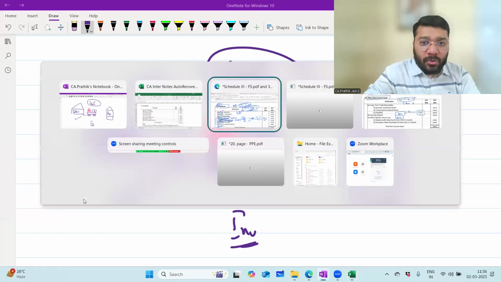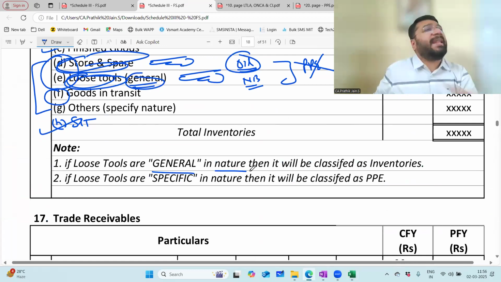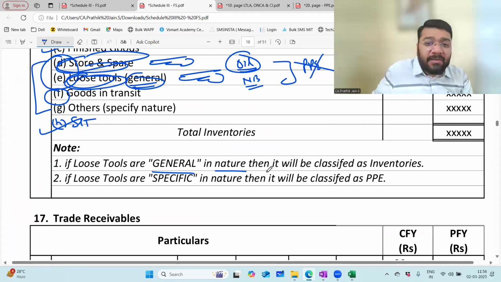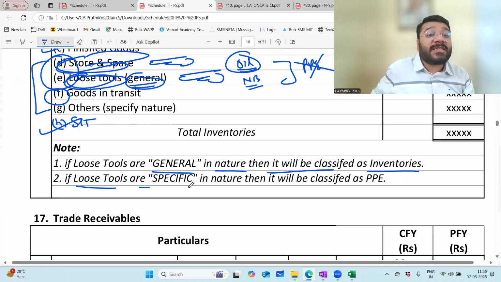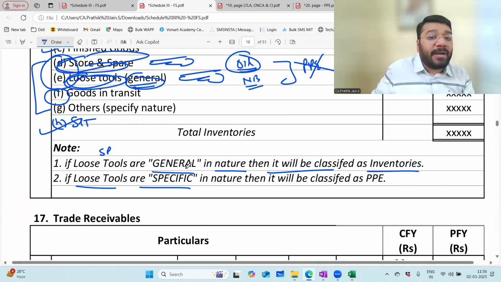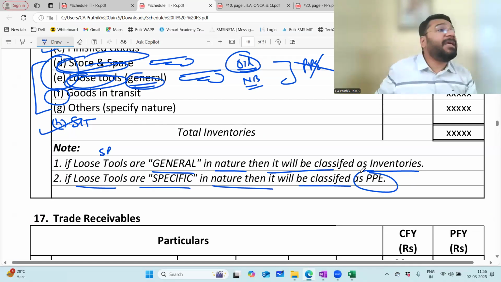Now, below that, I've given a note. If loose tools are general in nature, it means I can use that loose tools for any purpose. It's not specific to any asset. Then I will classify that as inventories. But if there is any loose tool or spare part which is specific in nature, which I can use only for that asset and not for any other purpose, then it will be classified as PPE.